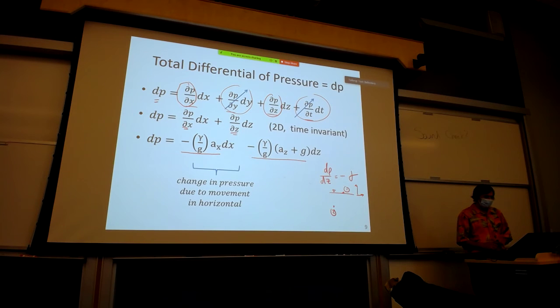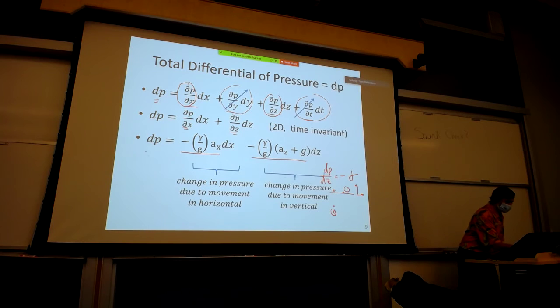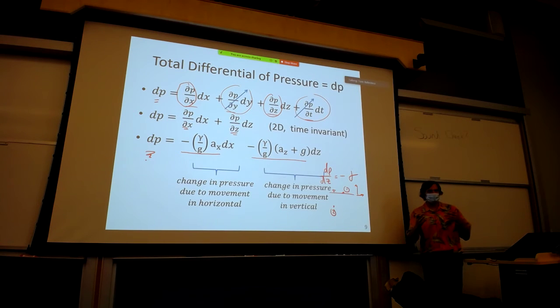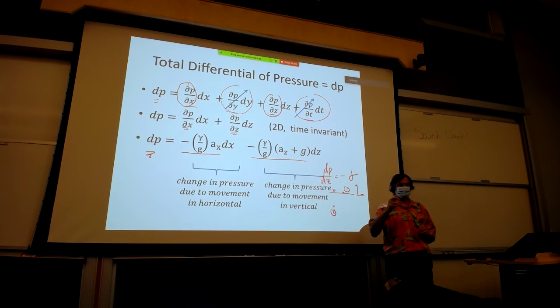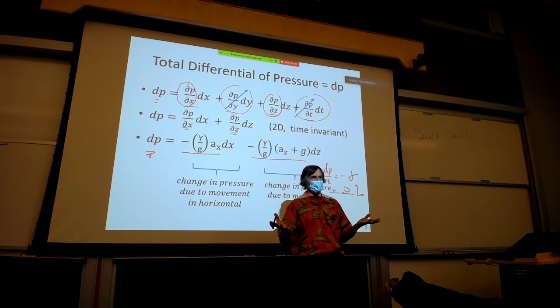So this is the pressure change due to movement horizontally, and that term is the pressure change due to movement vertically. And so the total change in pressure now, because you have an acceleration field with x and z components, has everything to do with how far you moved in each direction, and the pressure gradients in each direction are a function of the accelerations you have.